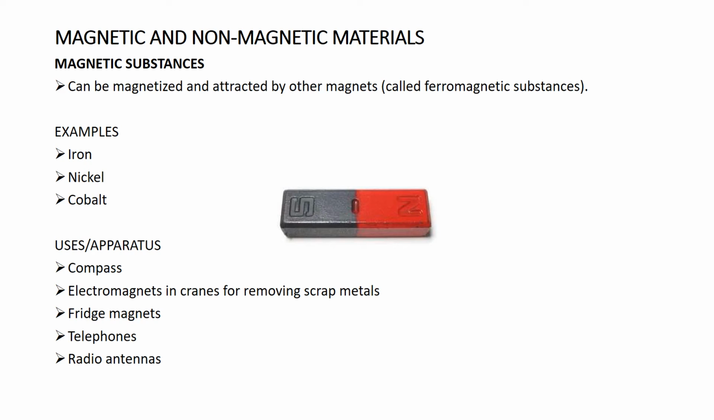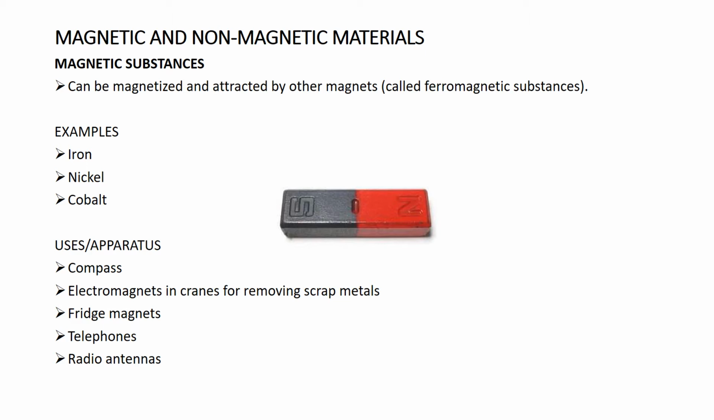In this video, we're going to look at magnetic and non-magnetic materials. I hope you guys do know magnets. We use magnets a lot in attracting metals, especially when we were kids. We used to check how real money is by using magnets, but now I don't know if you guys still do that. So magnetic substances can be magnetized and attracted by other magnets.